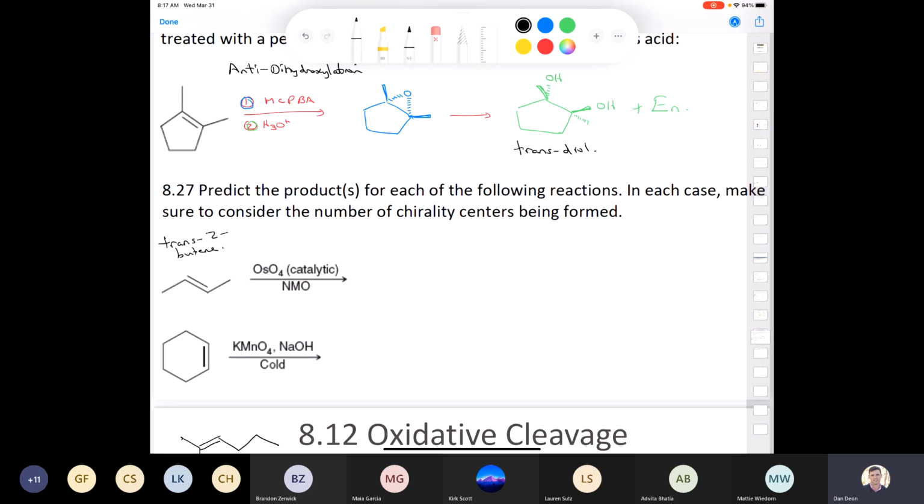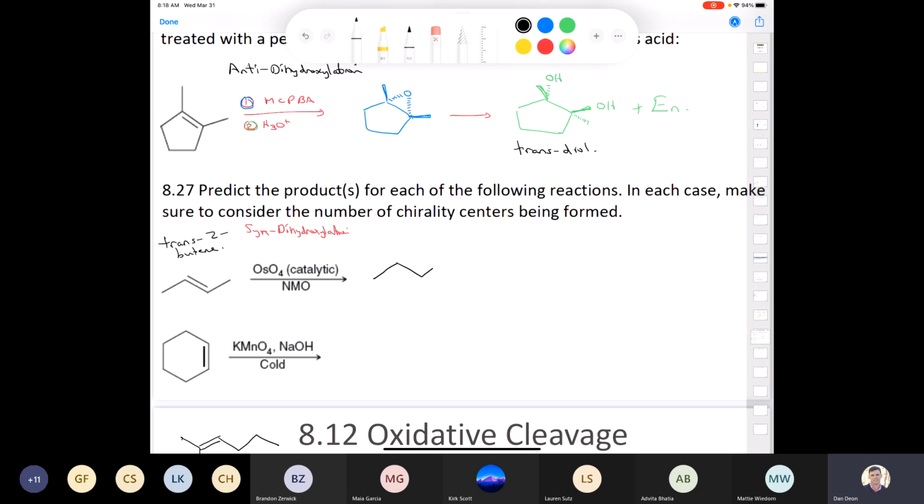Well, do I get syn-dihydroxylation or anti-dihydroxylation? Who could tell me? Syn or anti is what I meant. Yeah, sorry, I'm mixing up my words here. Yeah, so Josh says it's going to be syn, right? They're both going to be added to the same face of the molecule, right? These conditions result in syn dihydroxylation. Okay, so both of those hydroxyls are going to end up on the same face of the molecule.